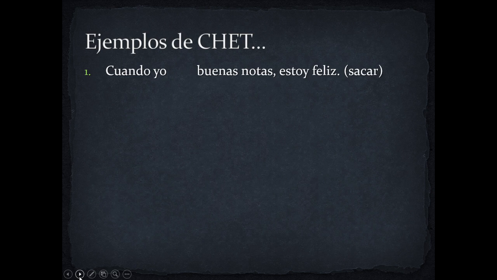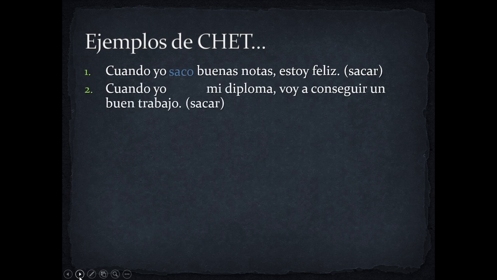So, la pregunta, ¿es habitual o pendiente? Is this habitual or is this pending? Well, this refers to something that happens all the time. When I get good grades, I am happy. So we know that this, because it's a habitual thing, we know it happens, we don't need subjunctive here. We just use regular present tense. So la forma yo de sacar es saco. Cuando yo saco buenas notas, estoy feliz. When I get good grades, I'm happy.